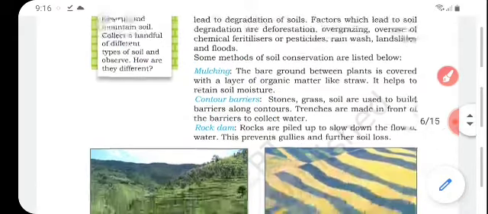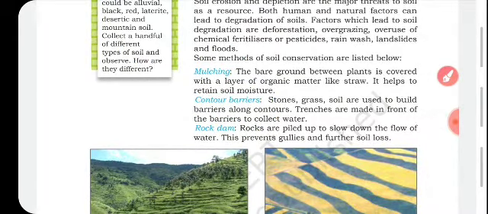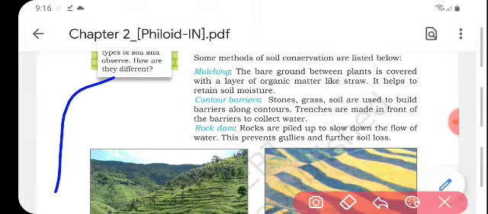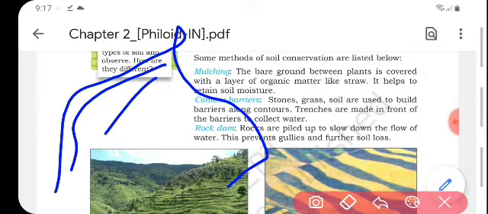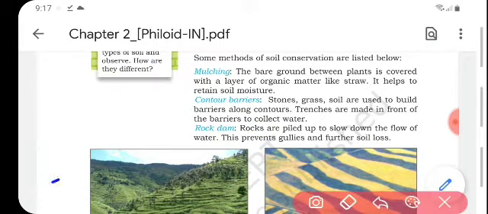Now next is contour barriers. Basically this technique is used in a hilly area. If we talk about the Himalayan region, take the example of a mountain. The land surface is generally distributed in a sloping way. In order to reduce soil degradation or soil erosion, let me draw. So this is a contour barrier.